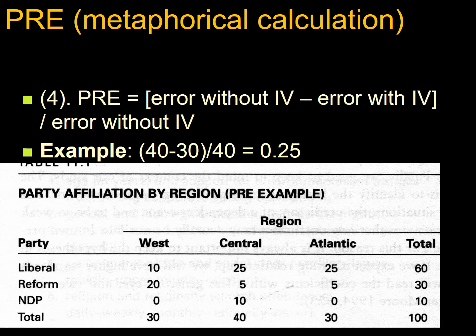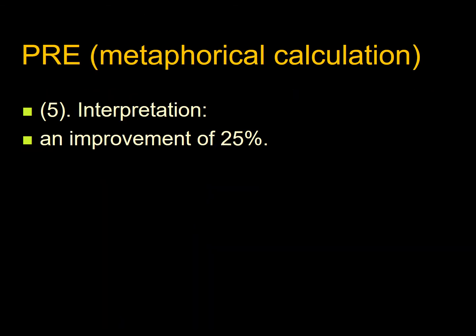So the fourth step is going to be the overall calculation. It's going to be the error without the independent variable minus the error with the independent variable, divided by the error without the independent variable. So this total calculation is going to be 40 minus 30 divided by 40, which is going to equal 0.25. So the interpretation here is that we have an improvement of 25% by including region as an independent variable.